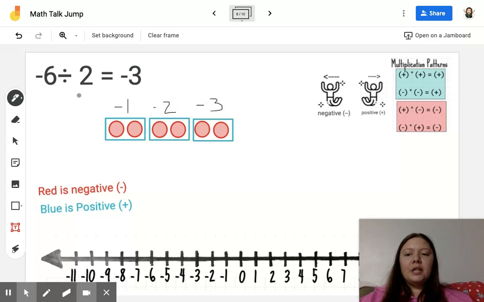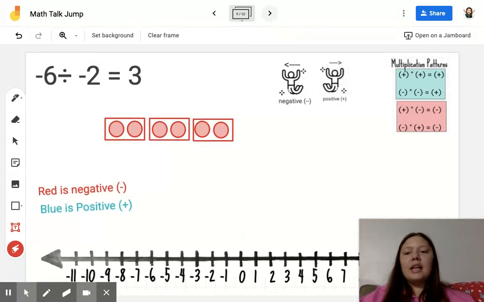Right, so a negative divided by a positive is going to give me a negative, just like a negative times a positive equals a negative. You can think about when you check your answer that these numbers need to multiply to make your answer. Right? 2 times negative 3 equals negative 6. So if it helps, you can think about the multiplication.